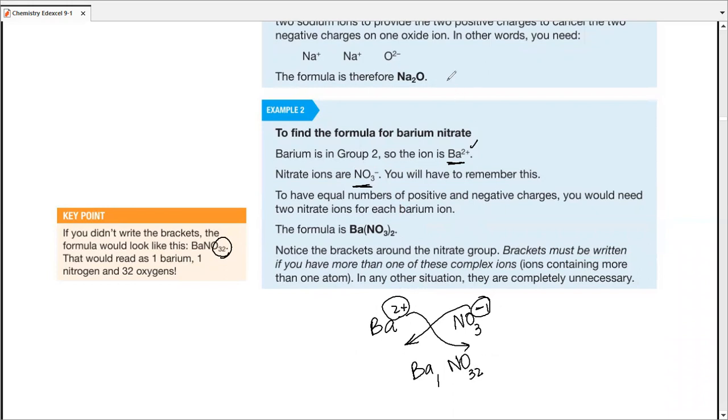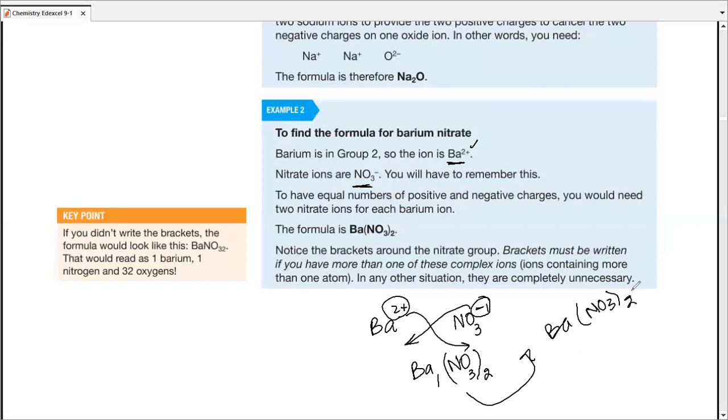So what do we do? We don't write this 2. Instead, we put up a bracket first and then write 2 after the brackets, or outside the brackets to be more precise. This tells you there are a whole of 2 of these ions. This 2 means it's usually read as twice. We're going to simplify it to this form, Ba(NO3)2. So how do we read it? We read it Ba(NO3) twice. We don't read it two. Two becomes twice, three becomes thrice.